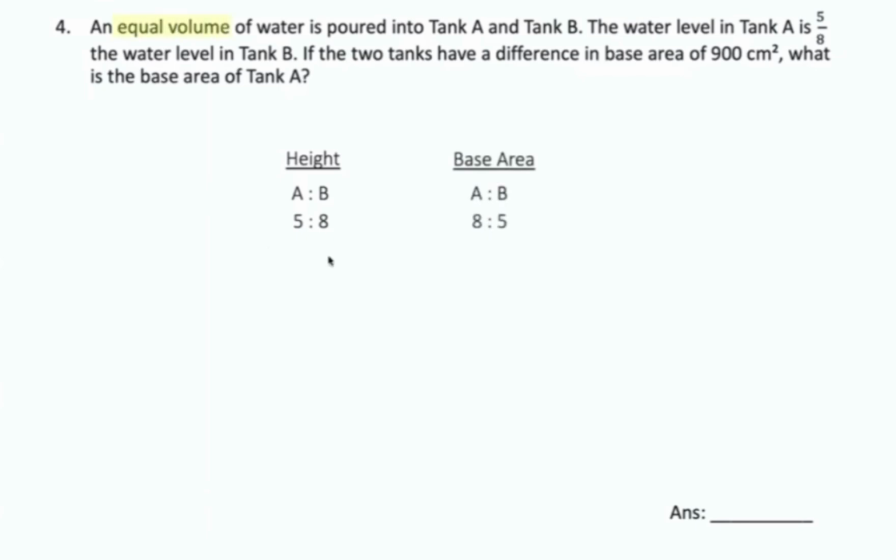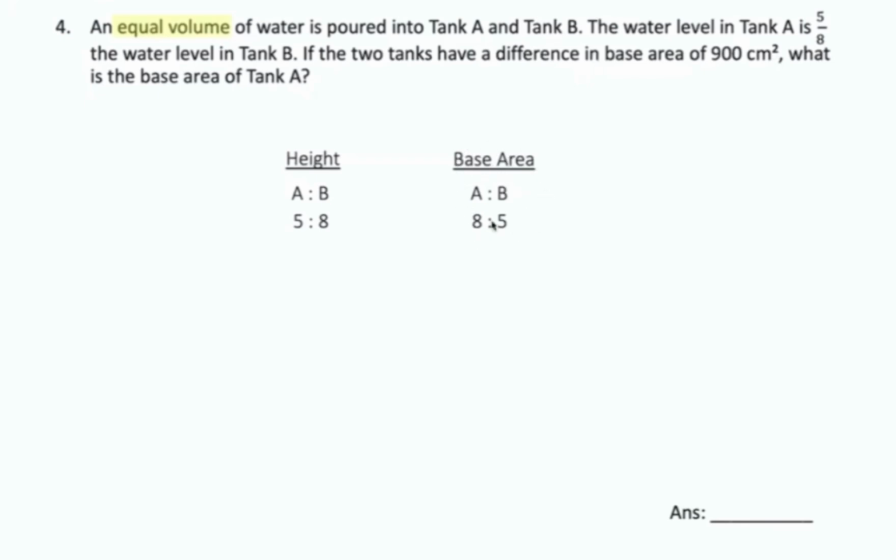Okay. Double check. 5 times 8 is 40. 8 times 5 is 40. So base area times height is volume. So equal volume. You see the word highlighted here. Keyword. Now, 900 square centimeter refers to the difference in their base area. So focus on this ratio, not this one, this ratio.